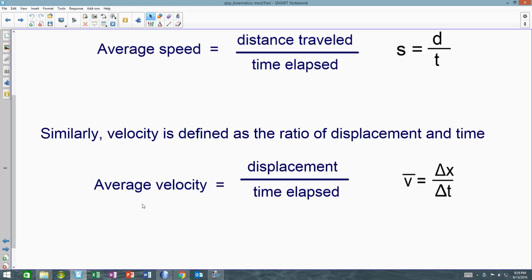Remember that the average velocity then has to be a vector quantity because displacement is a vector quantity. So what I'm going to do is I'm going to go ahead and add the vector sign on the v and the vector sign on the x because these are now vector quantities instead of scalar quantities.